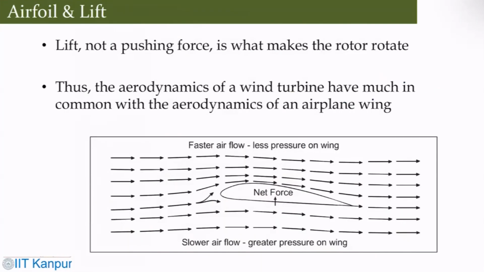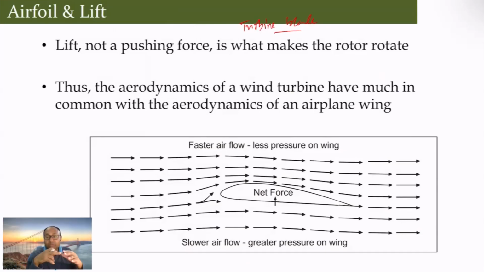So lift is not a pushing force, it makes the rotor rotate. This is where, when you talk about the context of the turbine blade, as we said, the blade rotates. So obviously at every section there are airfoils and they have an angle of attack. Due to the wind and the relative pressure difference, the lift force allows this to rotate. So obviously the commonality is that you get lift and drag, and you try to minimize the drag to account for the losses.